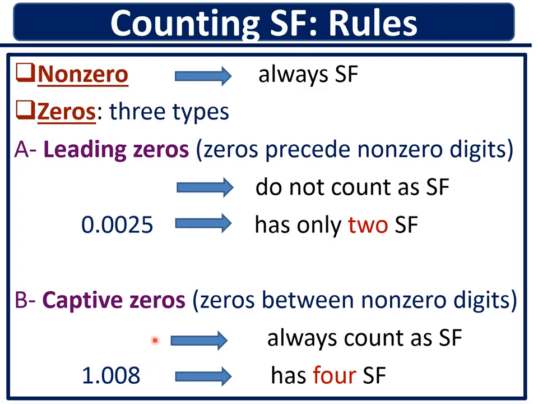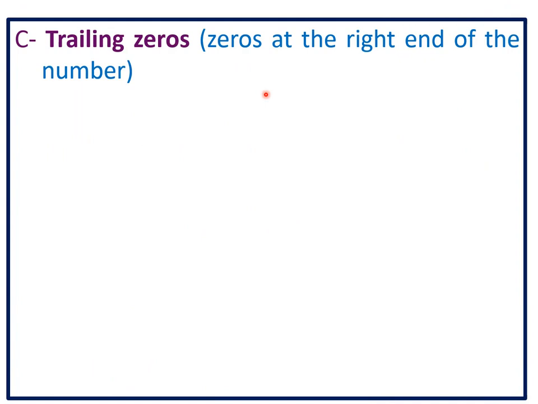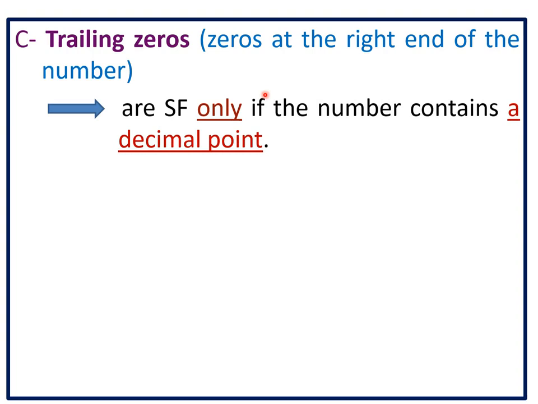Okay, the third type is the trailing zeros, which are zeros at the right end of the number. These trailing zeros are a bit tricky. We have two different cases, depending on the existence of a decimal point. If a decimal point exists, these trailing zeros will be significant. If it is absent, these zeros will be insignificant.